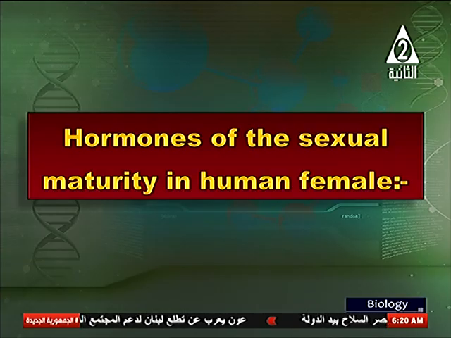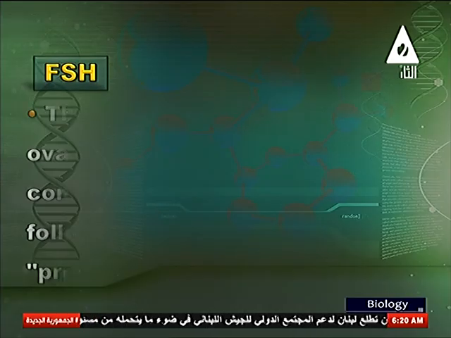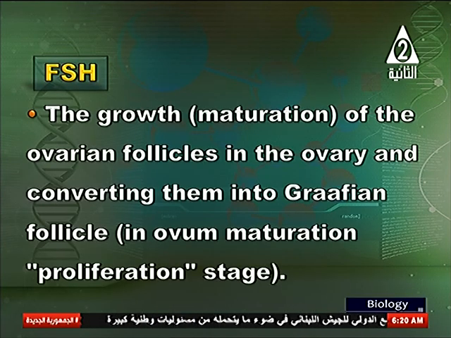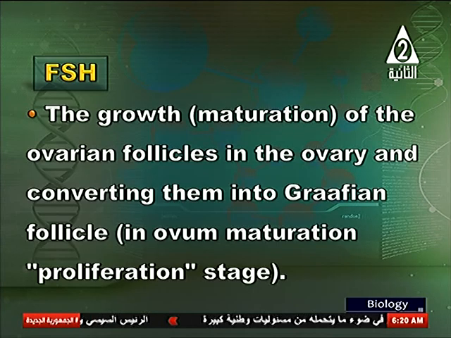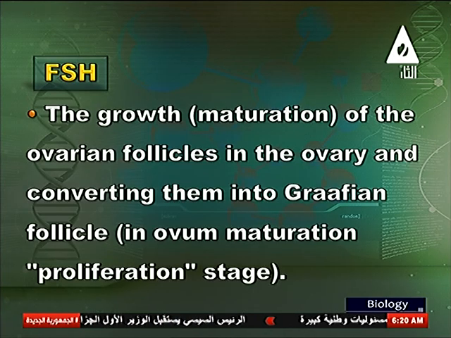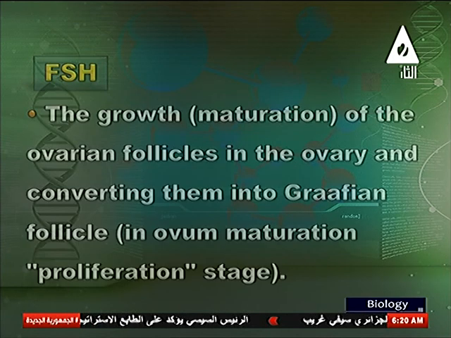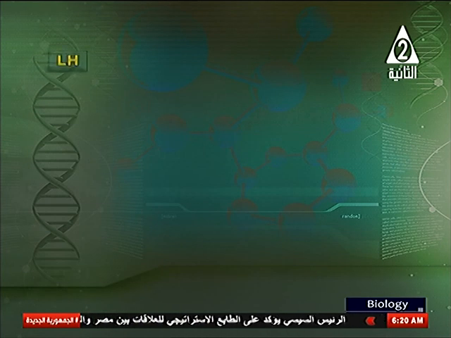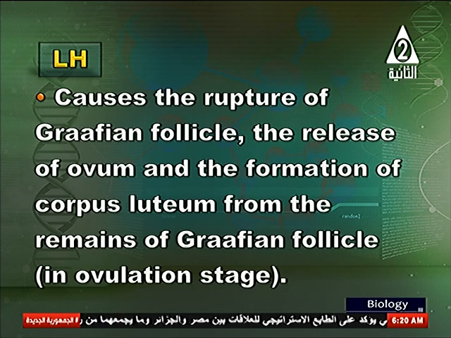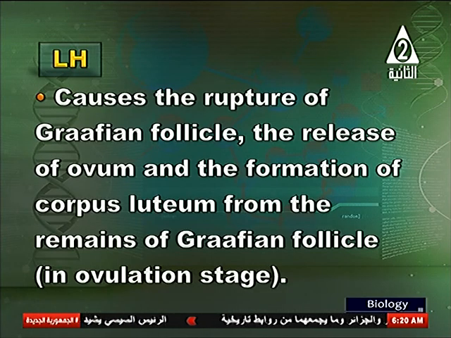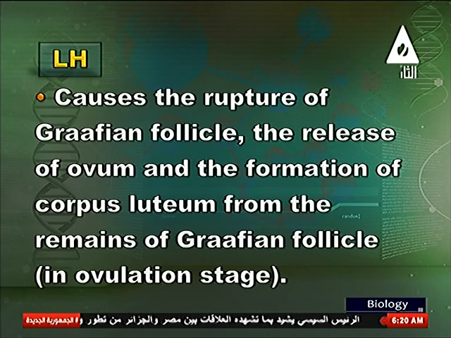Now, let's make a quick revision about the hormones of sexual maturity in human females. Follicle stimulating hormone stimulates the growth or maturation of the ovarian follicle in the ovary, converting them into the Graafian follicle in the ovum maturation, proliferation stage. You will study it in the next chapter. Luteinizing hormone in females causes the rupture of the Graafian follicle and the release of the ovum and the formation of the corpus luteum from the remains of the Graafian follicle in the ovulation stage.